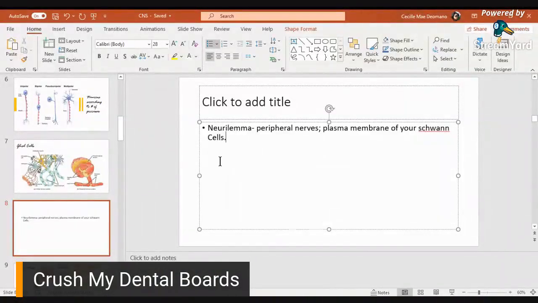Okay. Now you can see my screen again. So the neurilemma, again, you can see it in your peripheral nerves, the plasma membrane of your Schwann cells. It's also called the sheath of Schwann. Okay, so it's a sheath on top. Anong significance nito? Itong neurilemma na to. Your neurilemma enables your peripheral nerves to regenerate. Okay.